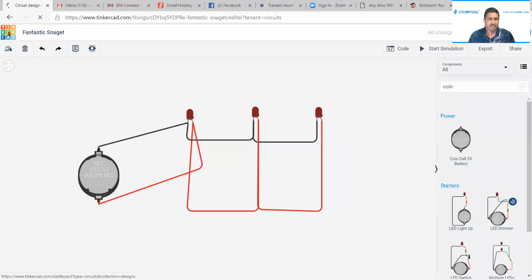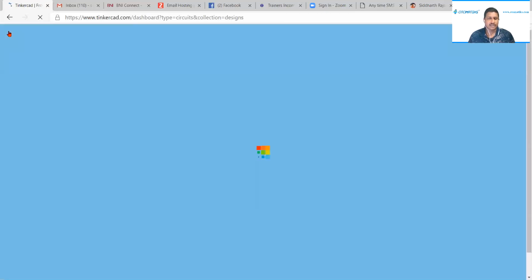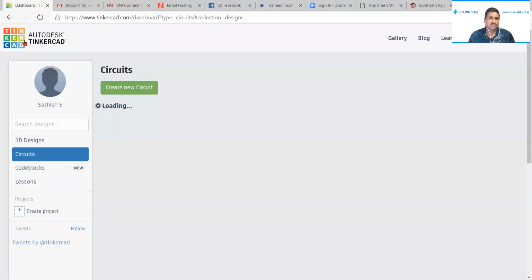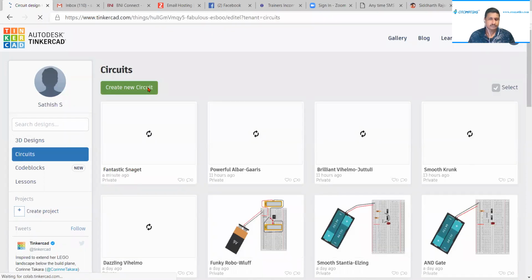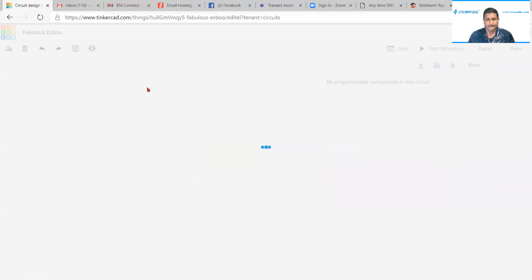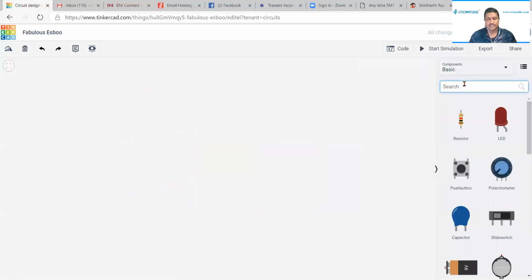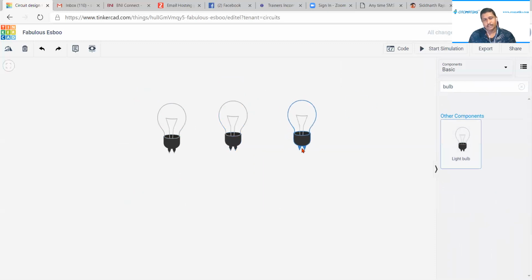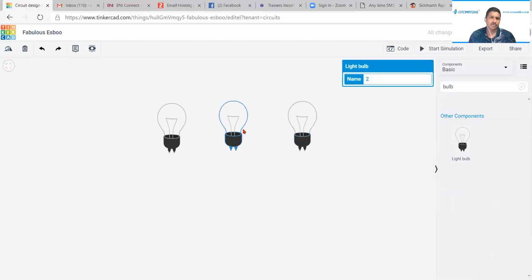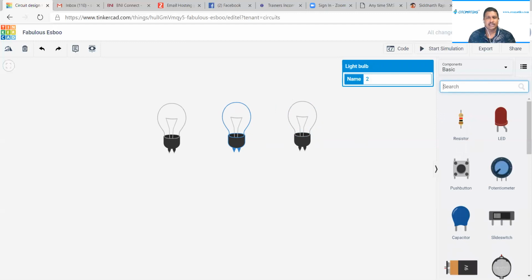Okay, now I'm going to teach you the same experiment with a bulb, so for that I'm getting into a new circuit. For this new circuit, first we require a bulb. I'm going to take 3 bulbs, right? The difference between a bulb and an LED is that a bulb won't have any polarity, whereas the LED will have polarity. That means any terminal can be used as positive and any terminal can be used as negative in a bulb. That is the only difference.